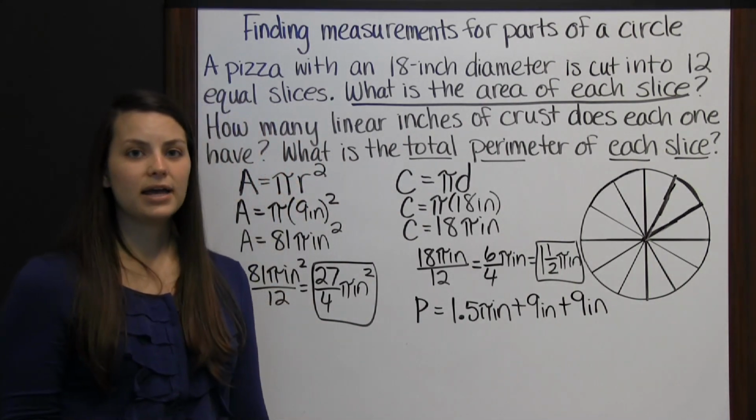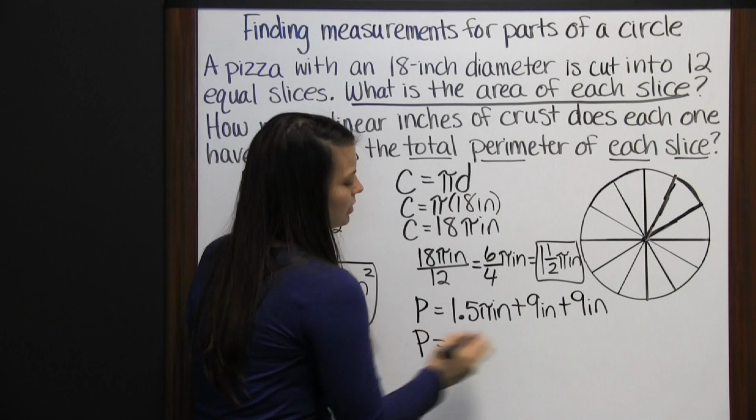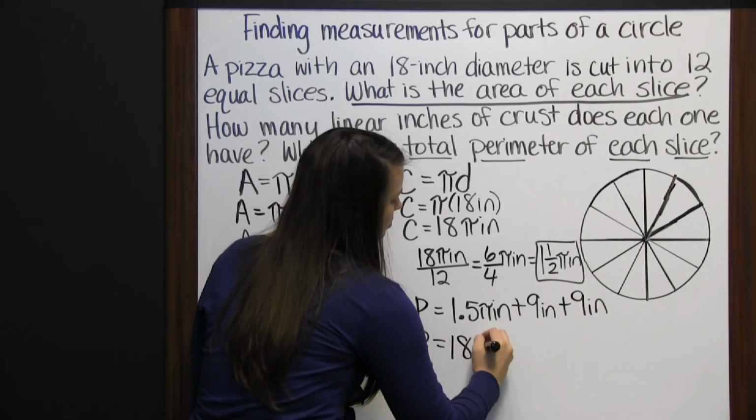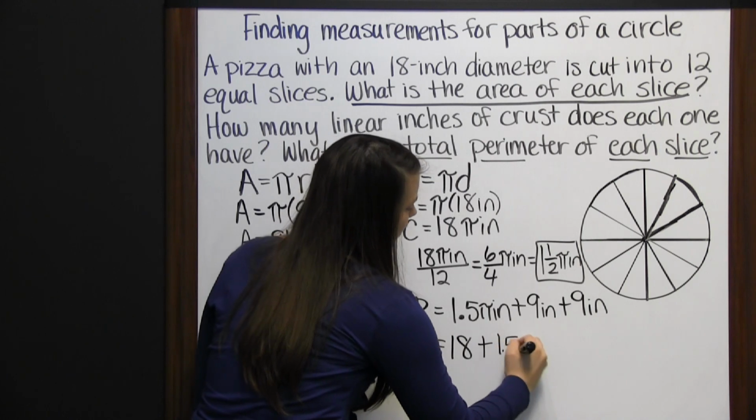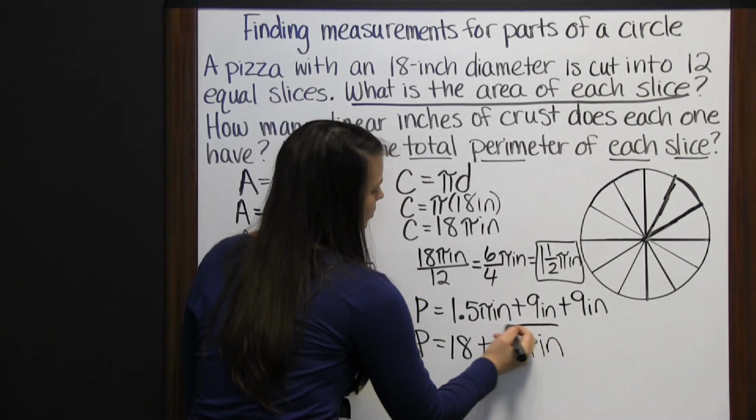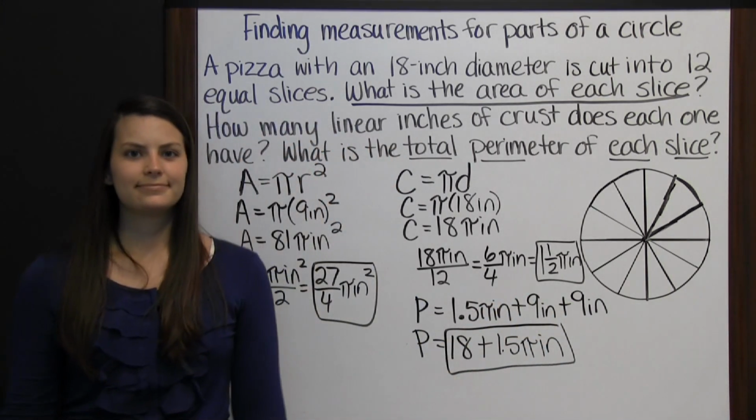And then we would combine like terms, so the perimeter is 9 inches plus 9 inches is 18 inches, plus 1 5/10 pi inches. And that would be the perimeter of one slice of pizza.